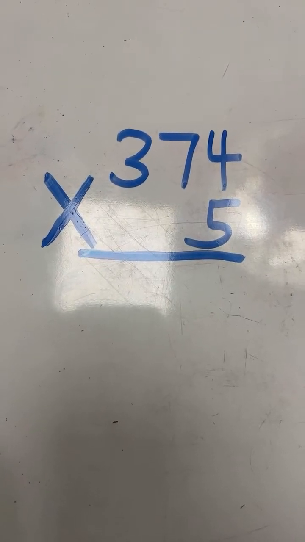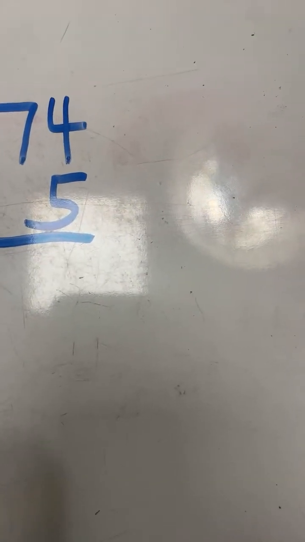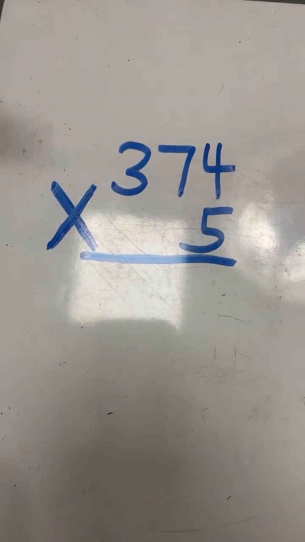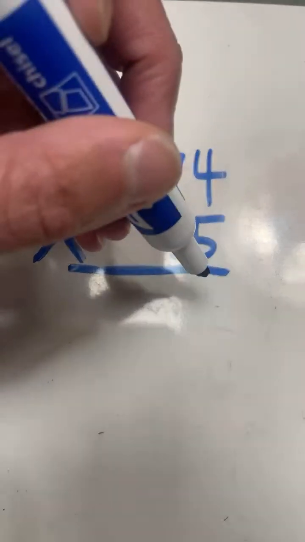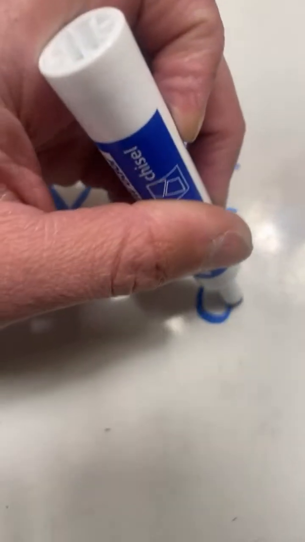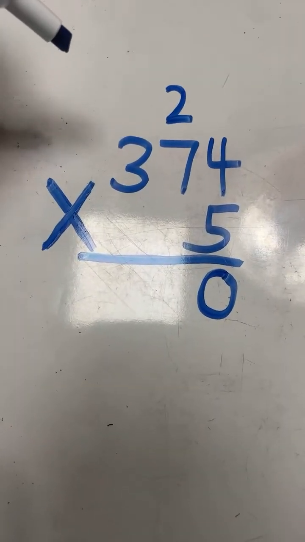So with multi-digit multiplication, you always want to start in the ones place. So we're going to start out by multiplying 4 times 5. So 4 times 5 equals 20. Anytime our product is 10 or more, we need to regroup. So the 0 in 20 goes in the ones place. The 2 gets carried over to the tens place.